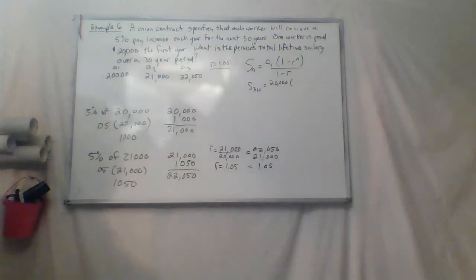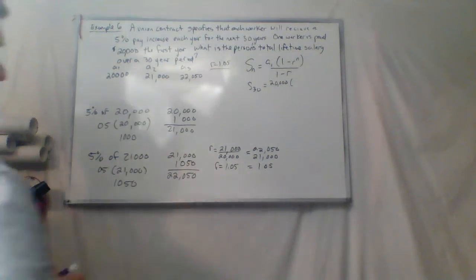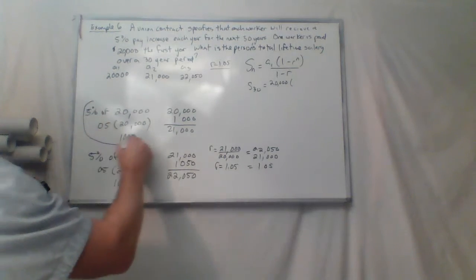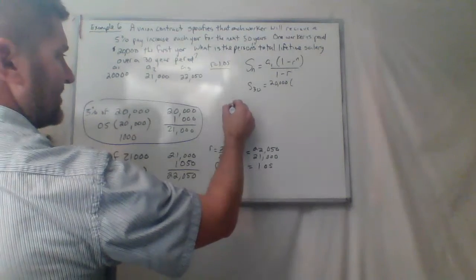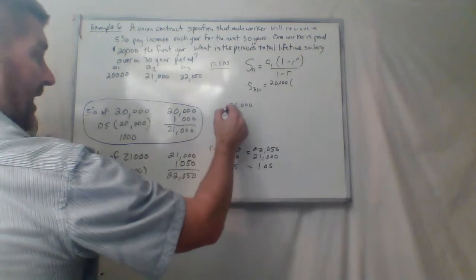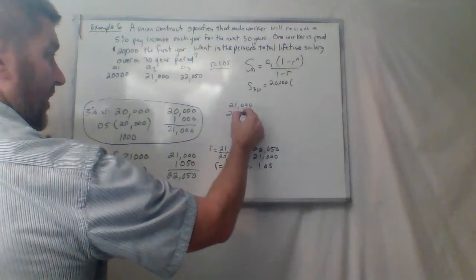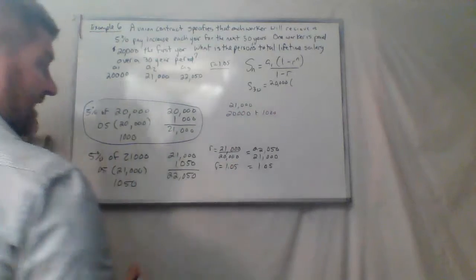All right. Now, why is that? Well, let's take a look here. We'll just deal with this one right here. What we're going to do is work backwards. How did I get that 21,000? Well, you went 20,000 plus 1,000. And I'm going to erase this in a second.